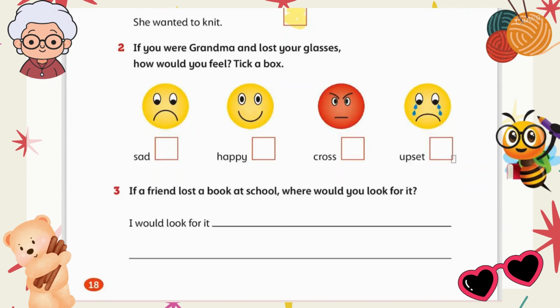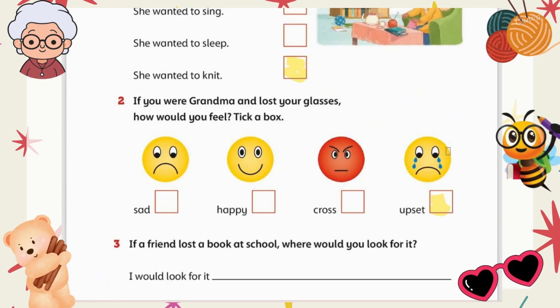So for me, my response will be upset. Why upset? Because I wanted to do something with the glasses. I wanted to read a book and now I cannot find my glasses, so I will be upset. I will not be angry and I will not be happy. And maybe I will be a little sad, but mostly I will be upset, like, oh my god, where are my glasses? So upset. If you have another opinion, just let me know in the comments.